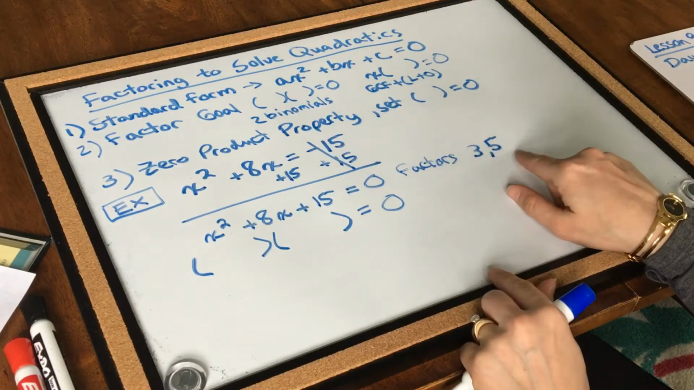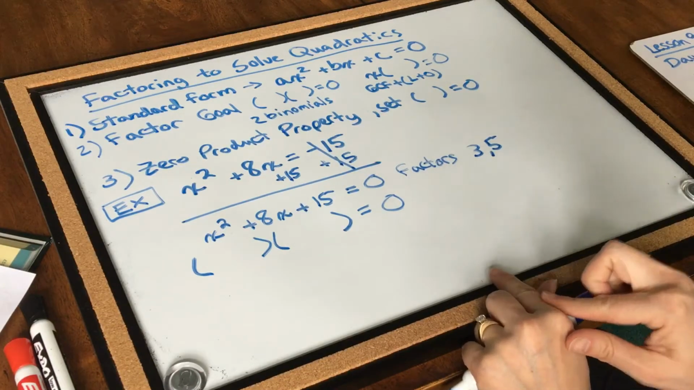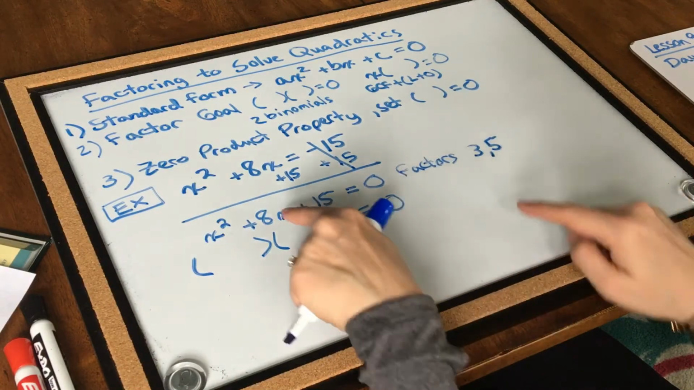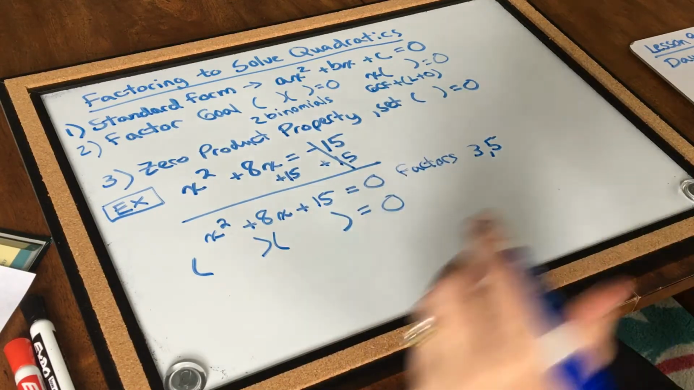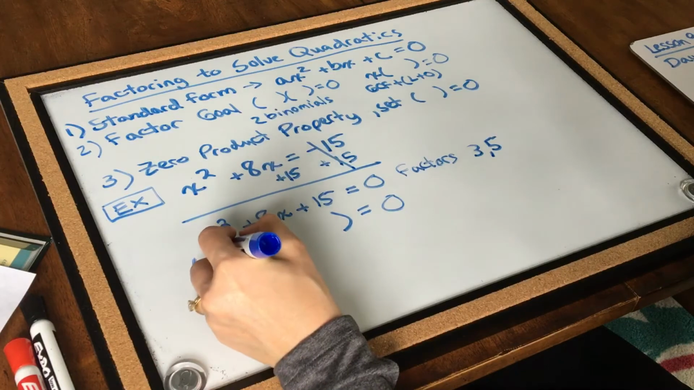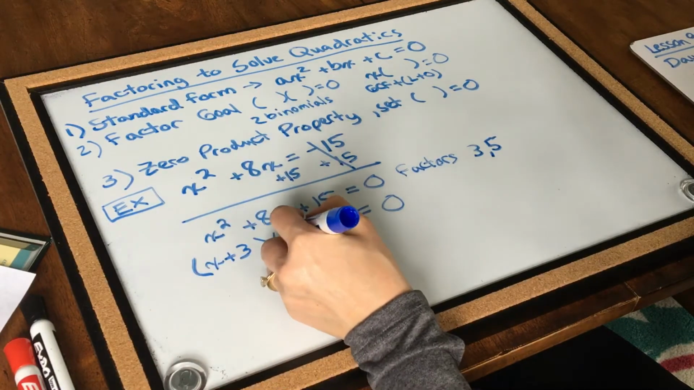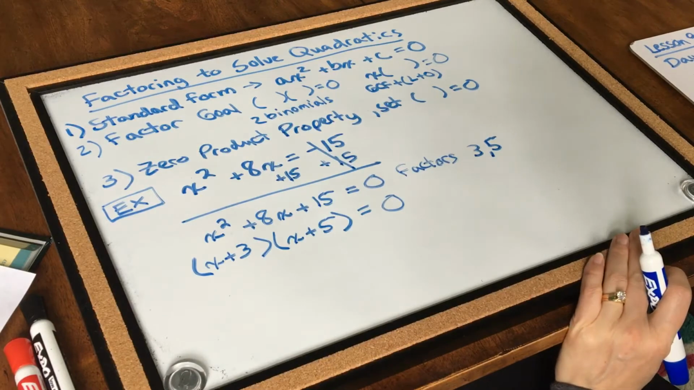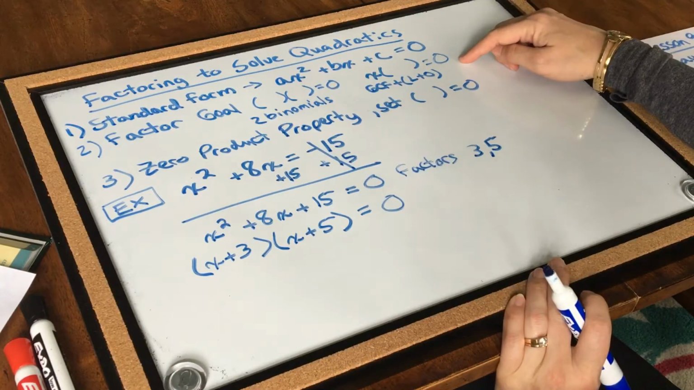Okay, I'm going to choose 3 and 5 because 3 times 5 is positive 15, and 3 plus 5 equals 8, my middle term. So this factors as x plus 3 times the quantity x plus 5. Okay, now I've gotten my factored form.